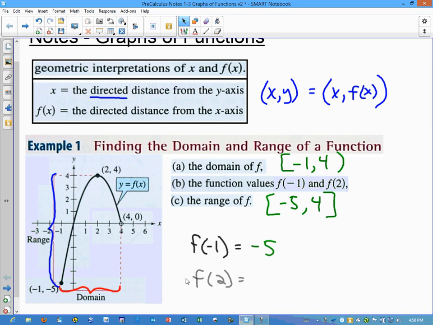So f of 2, for example, says, well, if x is 2, what is y? Well, we go up to here, and we find that y is 4. The ordered pair (2, 4) means if x is 2, then y is 4.